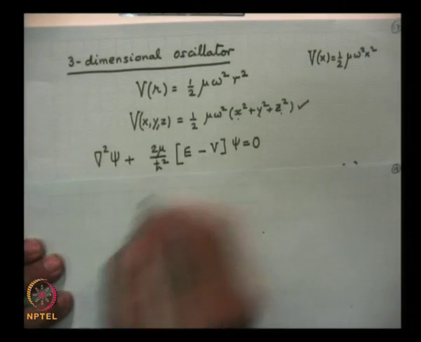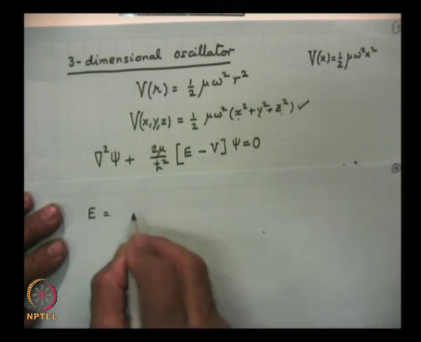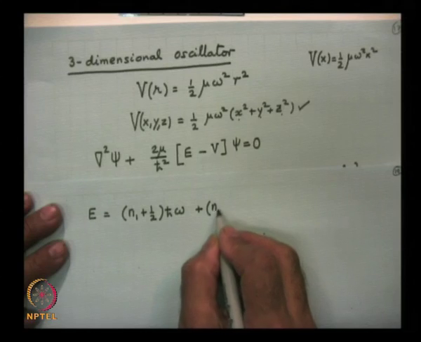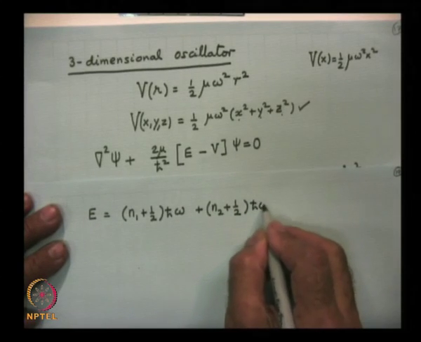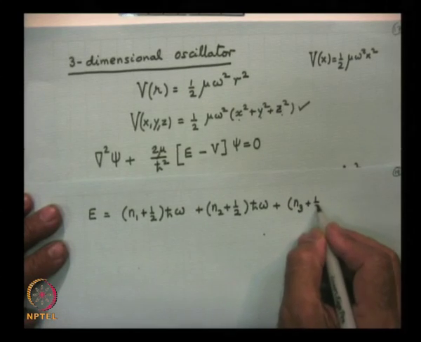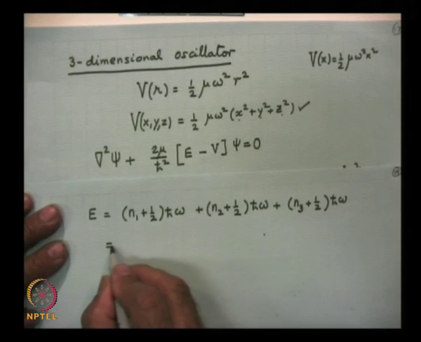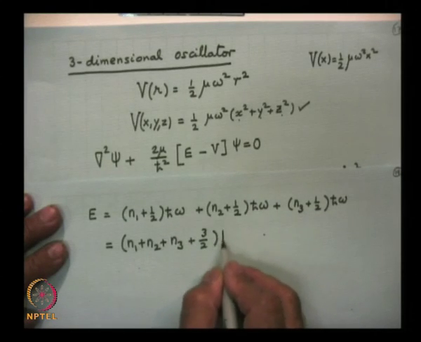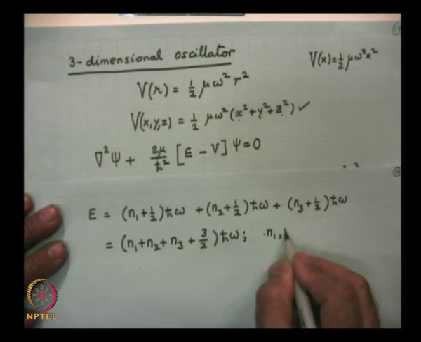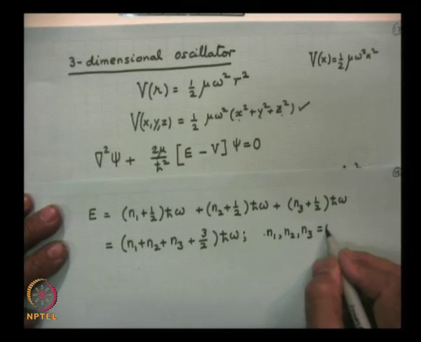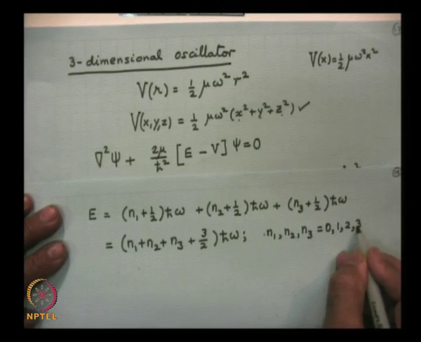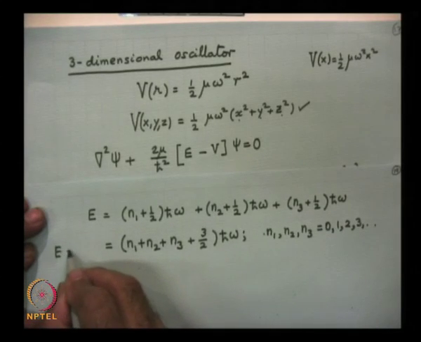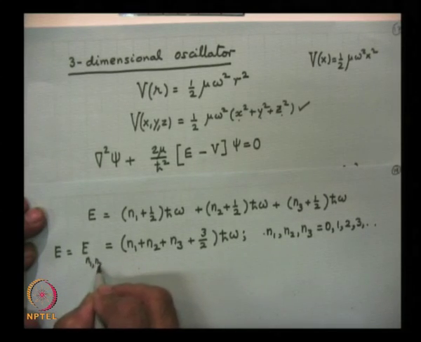We will find that the total energy will be n1 plus half h cross omega plus n2 plus half h cross omega plus n3 plus half h cross omega. So, I can write this down as n1 plus n2 plus n3 plus 3 by 2 h cross omega, where n1, n2 and n3, each one of them can independently take values 0, 1, 2, 3, etc. So, these are the eigenvalues of the problem. So, I write E, which depends on 3 quantum numbers, n1, n2, n3.